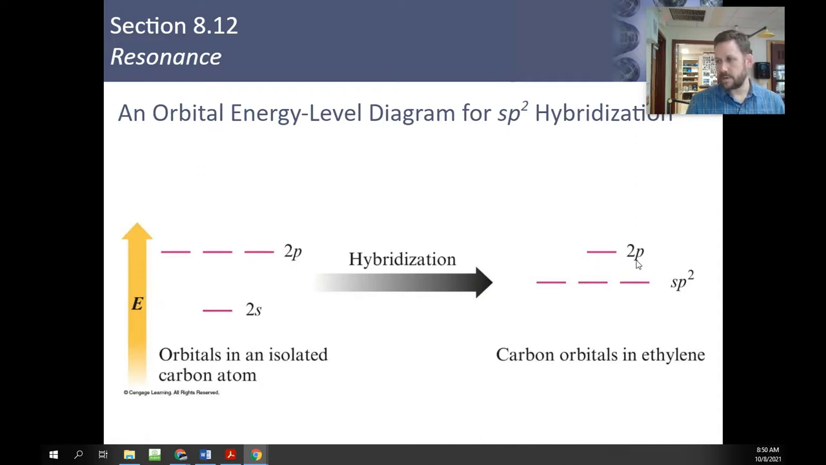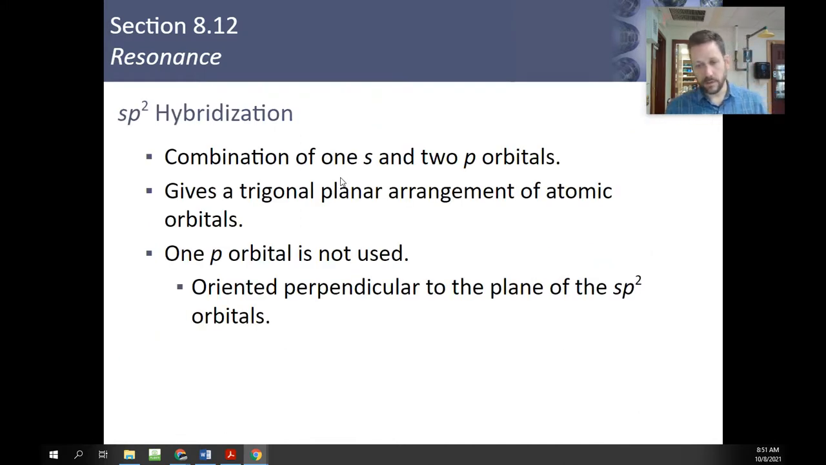This one was not invited to the party, right? This one was left out, and it's going to be an interesting fact to consider later that there's an unhybridized p orbital here. But the 1, 2, 3 that were hybridized give us 3 hybrid orbitals of equal energy. Each of them are going to be arranged in a trigonal planar arrangement because they all have equal energy. And one of those p orbitals is not used. It's going to be oriented perpendicular to the plane of the sp2 orbitals.